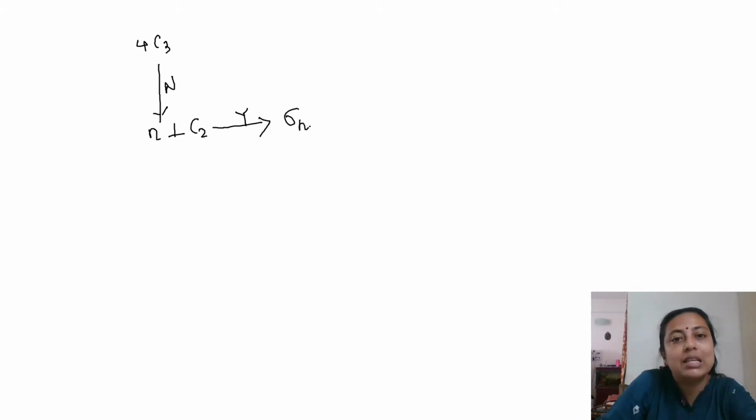Now, if the 4C3 is not there but C3 is there, then find out whether it has n perpendicular C2s. If it has n perpendicular C2s, then you first look for the sigma H. If the molecule has a sigma H plane along with the n perpendicular C2s, the point group is DNH.